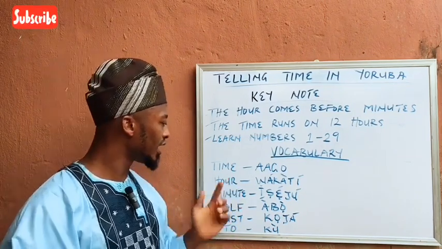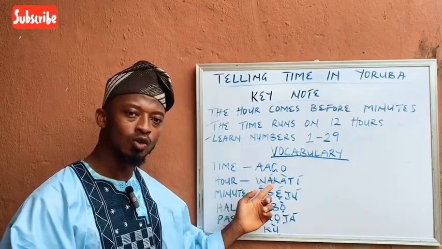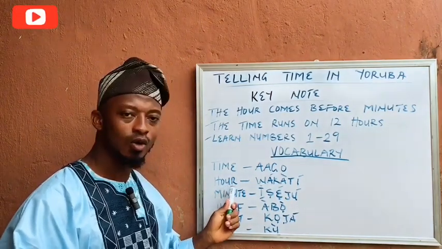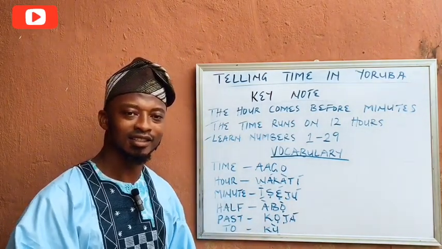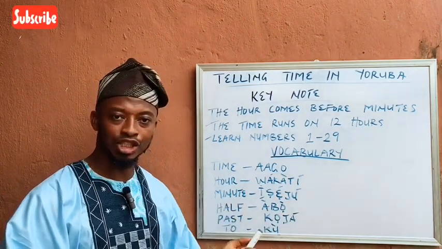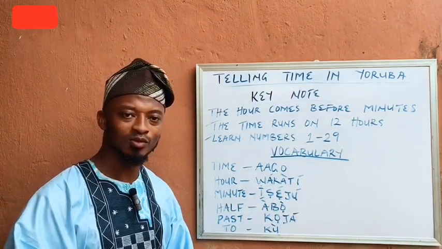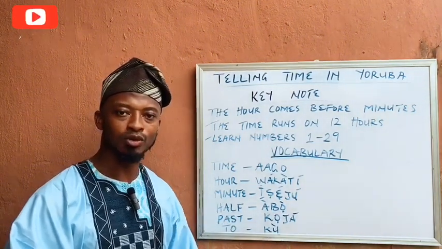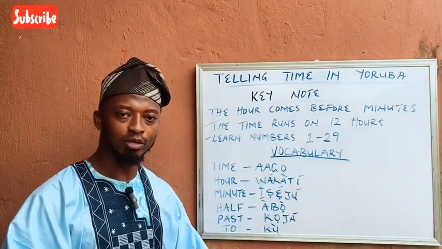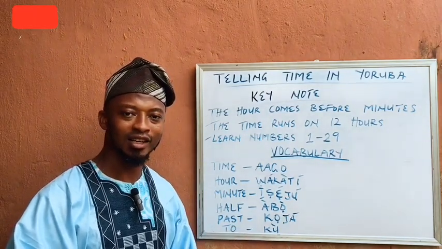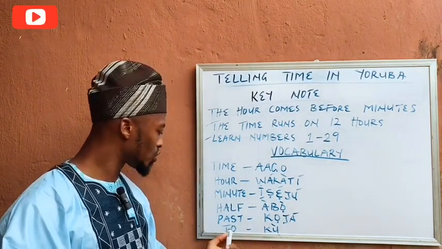Let's take it again. Time: aago. Hour: wákàtí. Minutes: ìṣẹ́jú. Half: àbọ̀. Past: kọjá. To.